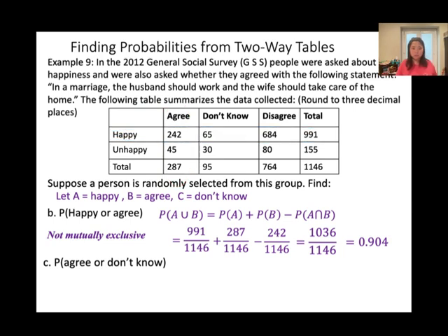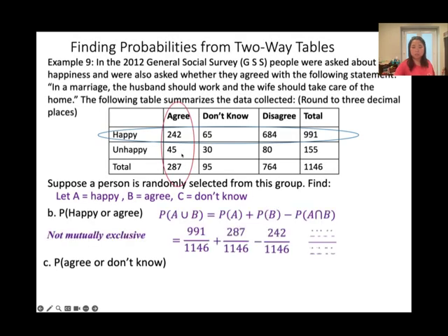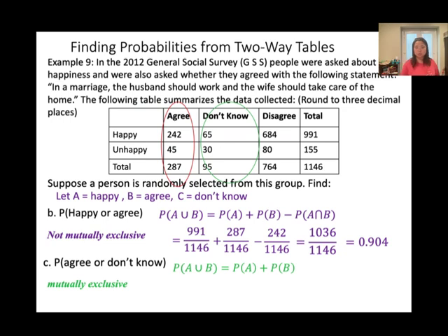Okay, C. Find the probability that agree or don't know. So circle the agree. Don't know is going to be here. Okay, did you guys see they have the intersection? No, right? No intersection. So that will be mutually exclusive. And this is going to be the formula. Okay? So straightforward, mutually exclusive, we're going to apply this formula.